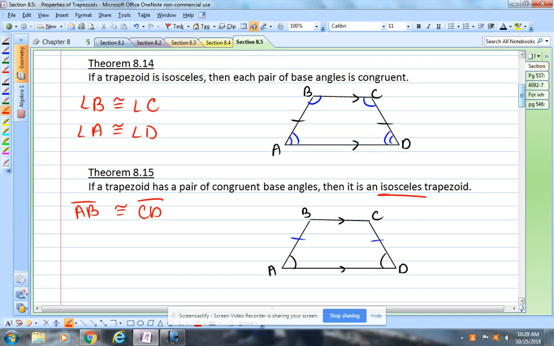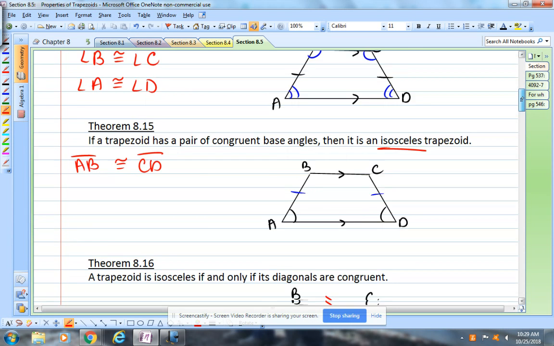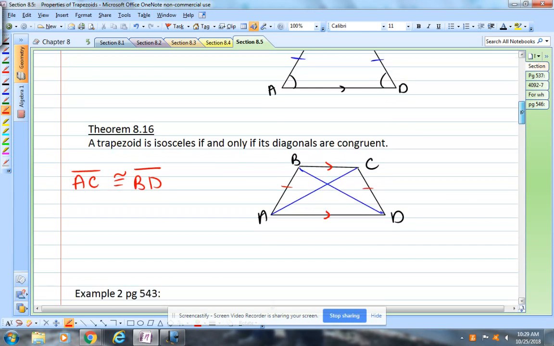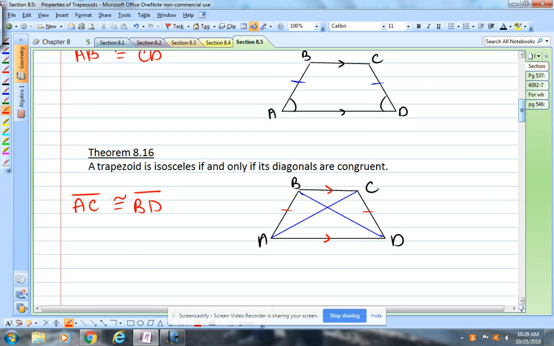The next theorem says if we have one pair of congruent base angles, then it's isosceles. So if you know one pair of base angles is congruent on a trapezoid, then it must be that these segments are congruent also. Okay, so that's how that one is worded. All right, one more, then we're going to start seeing some examples.